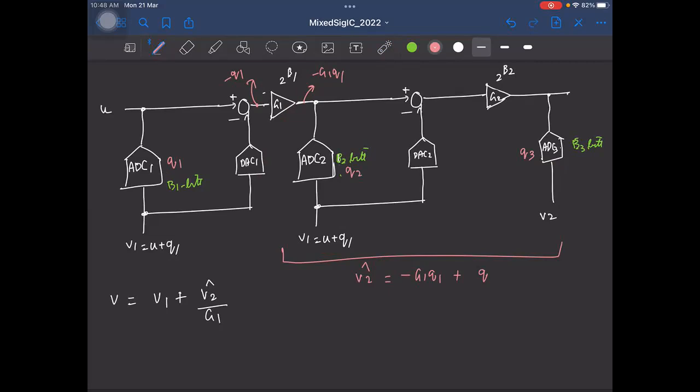Q3 by G2. Is that okay? Or if you don't want to go this way, think of it like this: this is not V1, this is V2, V3. If you want to combine these two outputs, how would you do the two-step ADC? This is the first stage, this is the second stage, right? So how would you recombine the outputs?